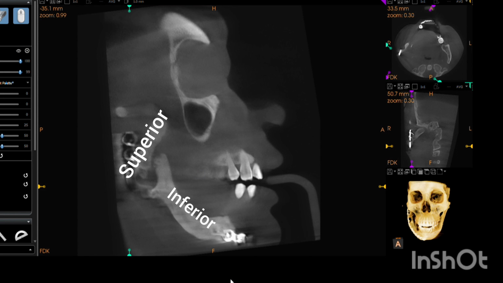So the ramus has now been divided into two, that is the superior fragment and the inferior fragment, and both of them have moved apart from each other. So it is an unfavorable fracture in this case. Unfavorable means that the fragments have been displaced.